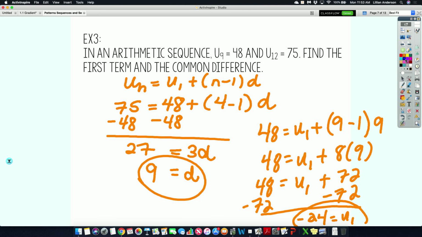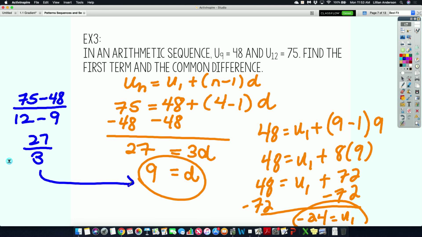Take your terms. You can do 75 minus 48, or you can do 48 minus 75, but it doesn't matter. Subtract your two terms, okay? Then divide by where they're placed in the sequence, okay? So 75 minus 48, 27, over 12 minus 9. You get the same answer, okay? And essentially that's what you're doing here, but it also prevents the possibility of you using the wrong n. You know what I'm saying? Just another way. Questions?